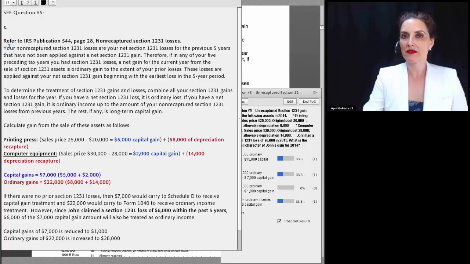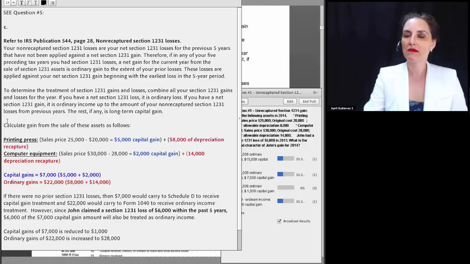Firstly, the reference for this particular question can be found on page 28 of IRS Publication 544, which has to do with non-recaptured Section 1231 losses. It says that your non-recaptured Section 1231 losses are your net Section 1231 losses for the previous 5 years that have not been applied against a net Section 1231 gain. Therefore, if in any one of your 5 preceding years you had a Section 1231 loss, a net gain for the current year from the sale of Section 1231 assets is ordinary gain to the extent of your prior year losses. These losses are applied against your net Section 1231 gain beginning with the earliest loss in the 5-year period.